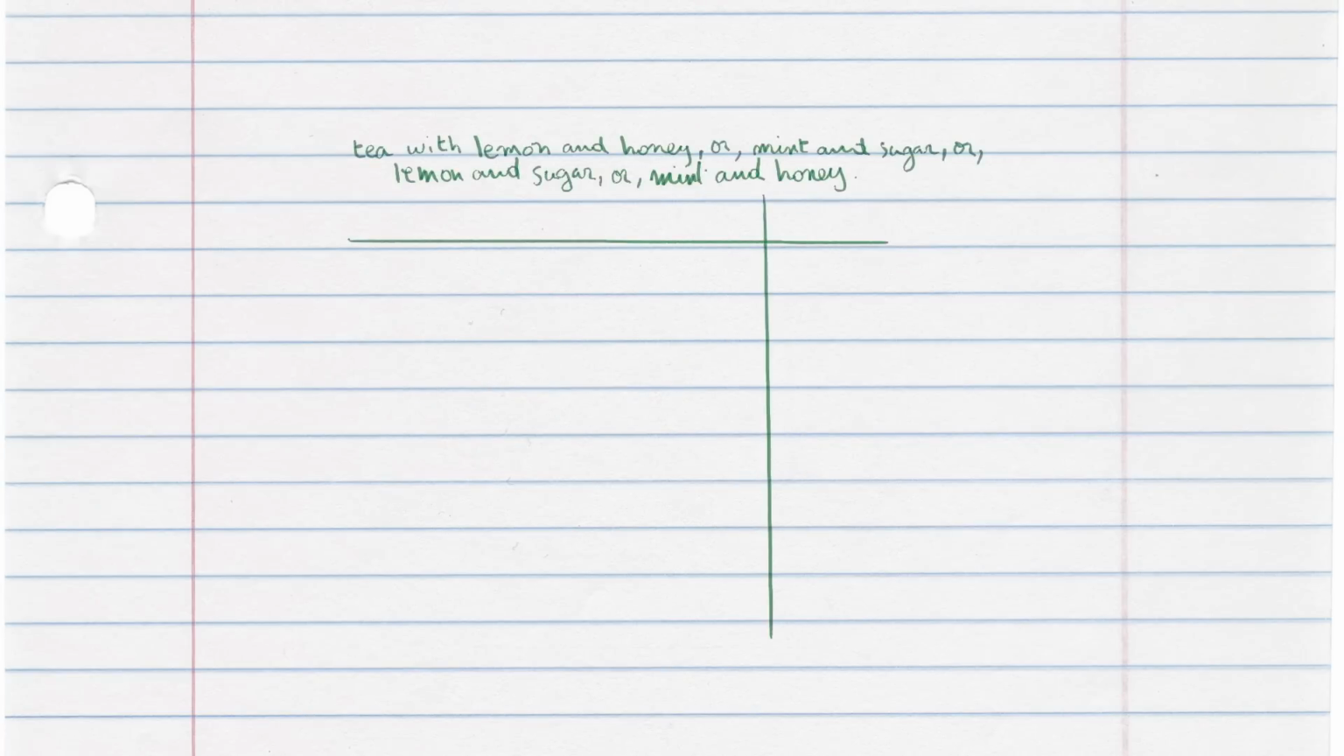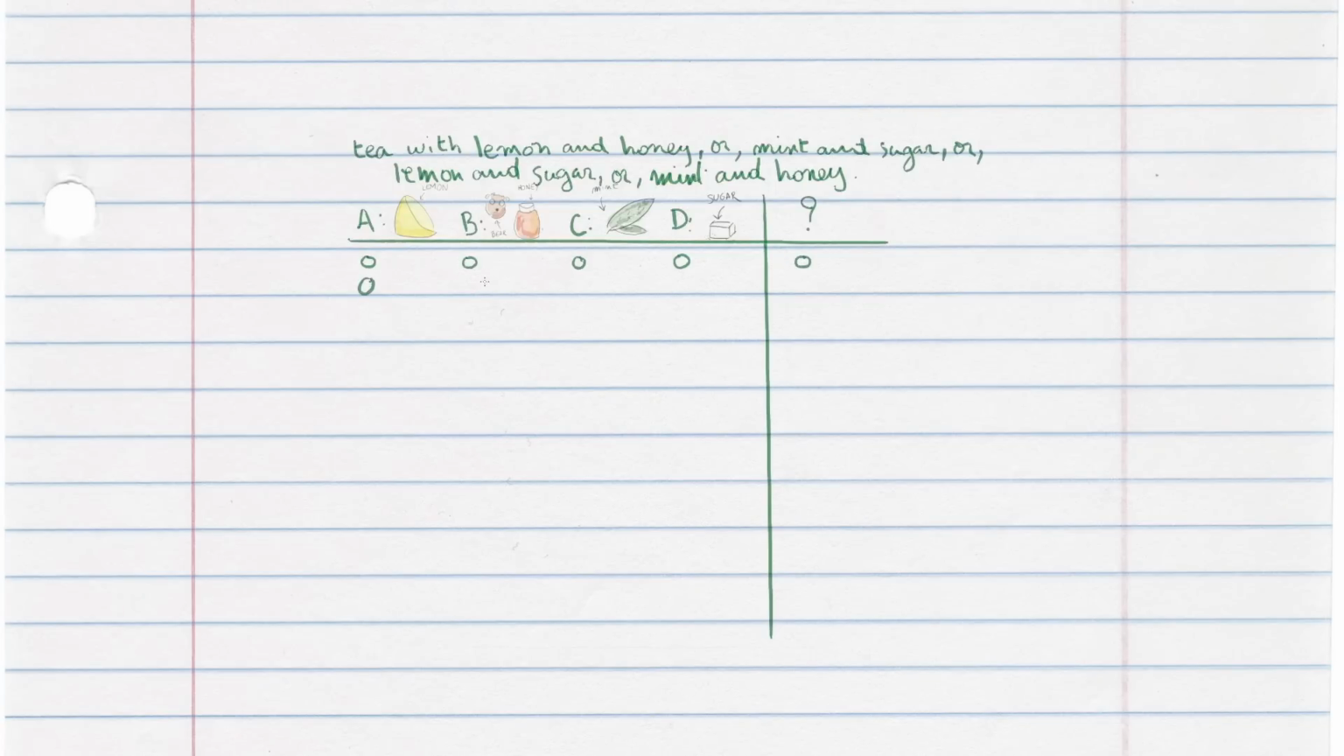Now let's take the following problem. So let's say that Dr. Grumpy wants to drink his tea with lemon and honey, or mint and sugar, or lemon and sugar, or mint and honey. So we have 2 to the power of 4 different possible combinations, and we're going to write them all in a truth table. So no lemon, no honey, no mint, no sugar, and the output is no, Dr. Grumpy is not going to drink his tea like this.